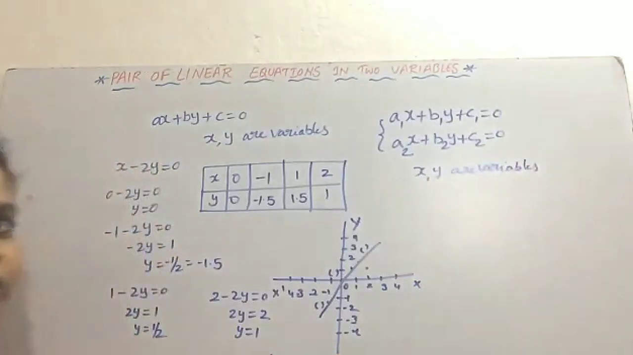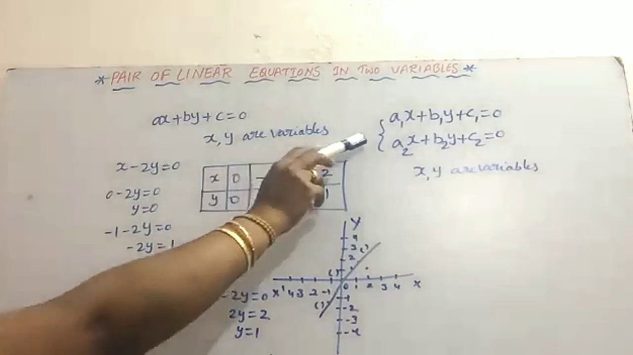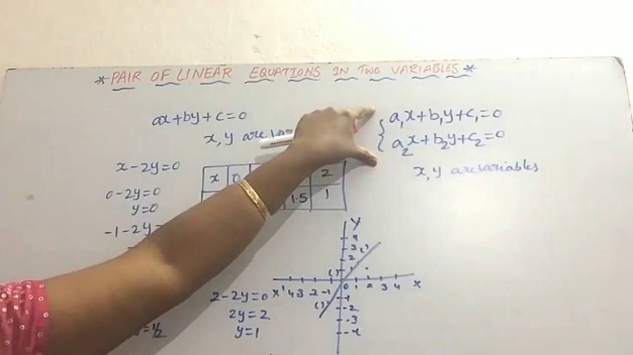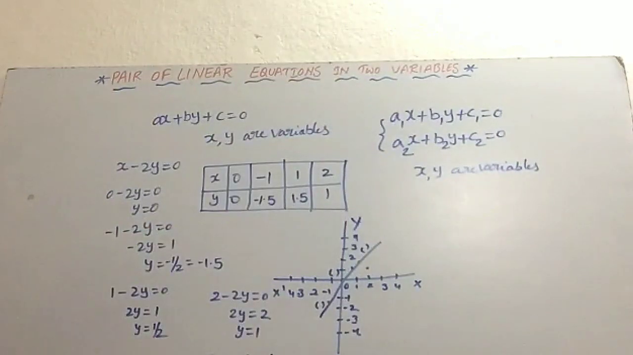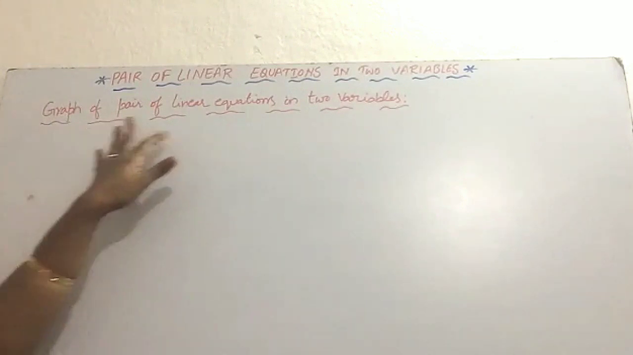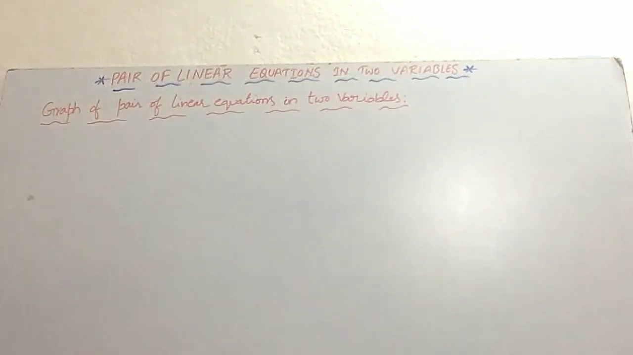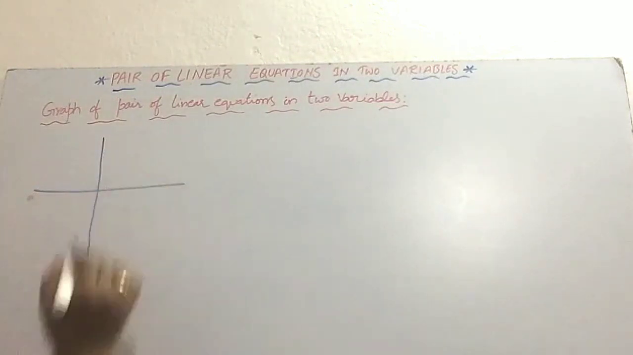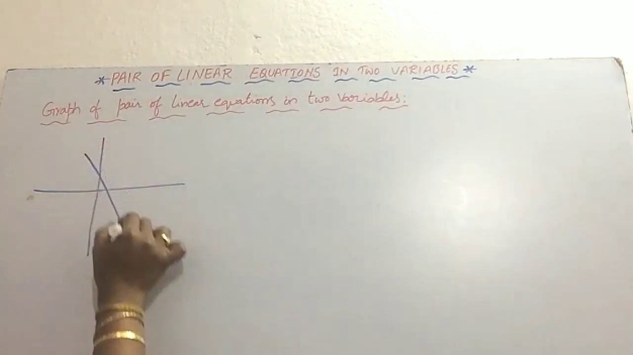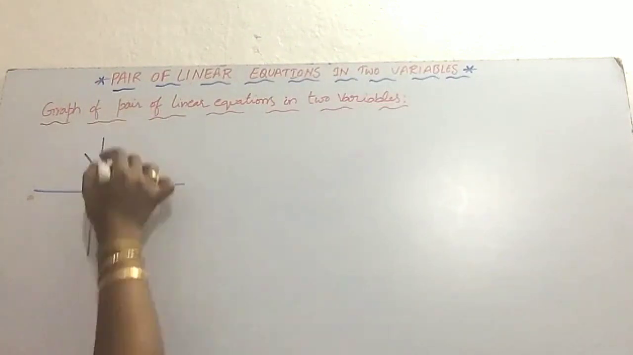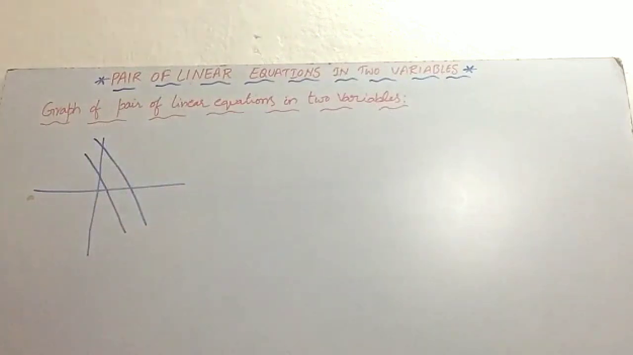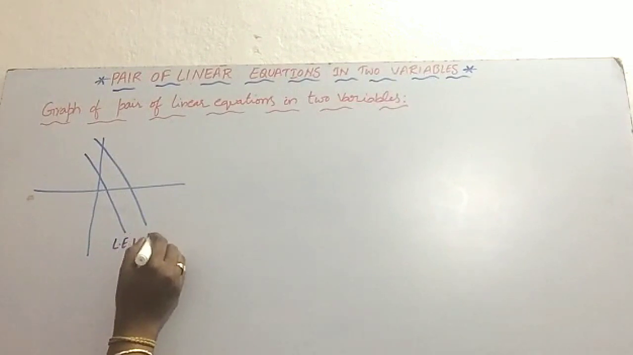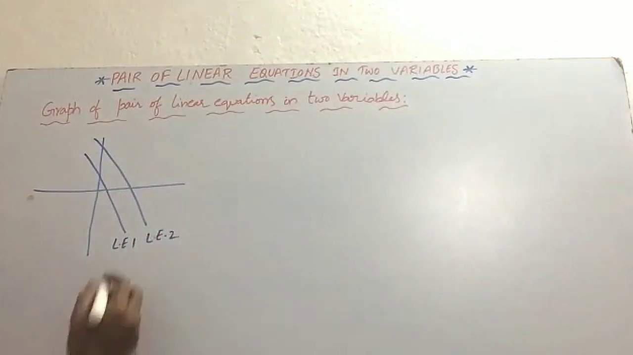Now we will discuss the graphical representation of these linear equations, the graphical representation of both these two linear equations. So now we will discuss the graph of a pair of linear equations in two variables. Suppose we draw a graph of two linear equations. This is one linear equation and this is another linear equation. So this is linear equation 1 and this is linear equation 2. So both are parallel.